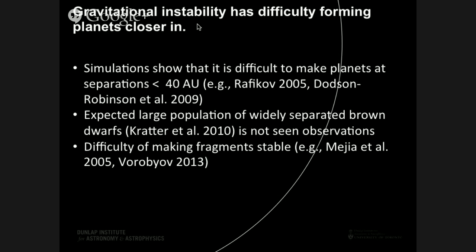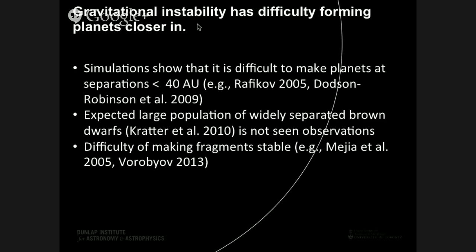In addition, another issue with this particular method is that there's an expectation that if this was really efficient, you'd have this large population of very widely separated brown dwarfs that should be seen around stars. And as many people know, this population just doesn't exist. There have been a lot of surveys that are sensitive to this population.